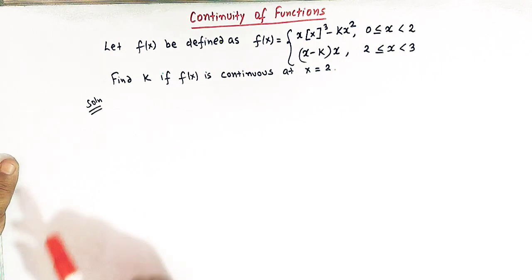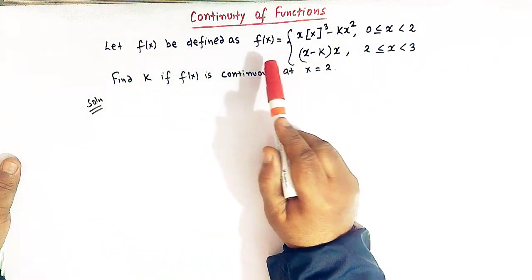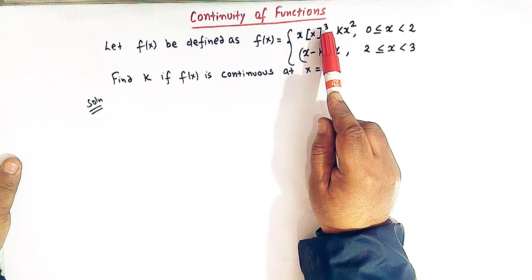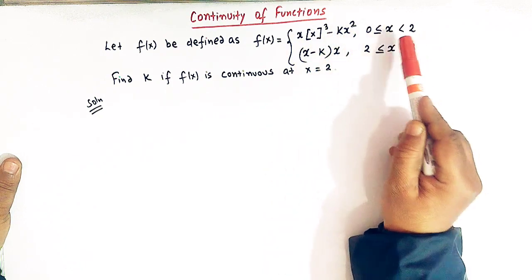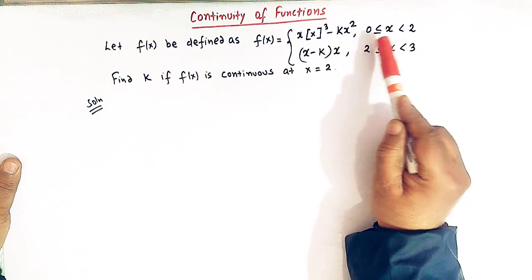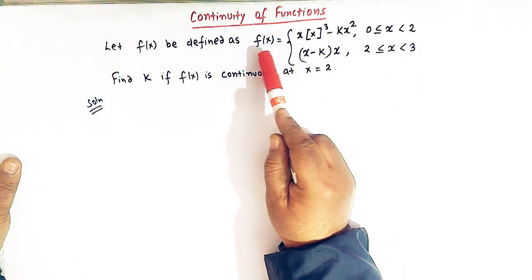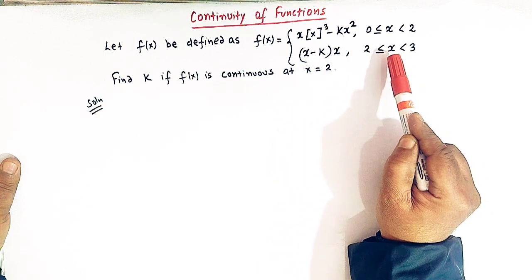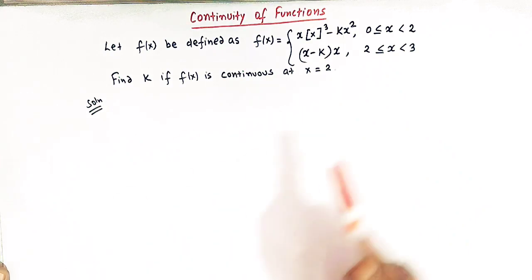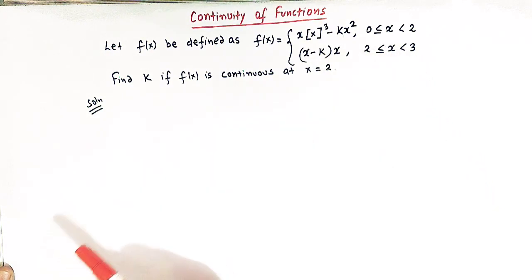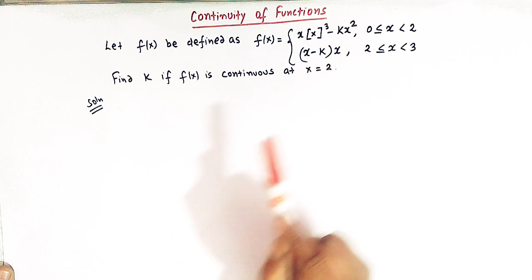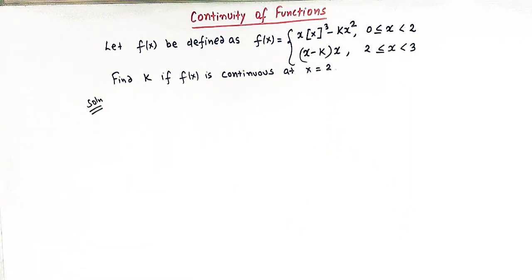So here we have a function which is defined as f(x) = x times the cube of the greatest integer of x, minus kx squared, for x greater than or equal to 0 but less than 2, and f(x) = x minus k times x for x greater than or equal to 2 but less than 3, right? And we have to find the value of k if f(x) is given to be continuous at this point x equals 2.